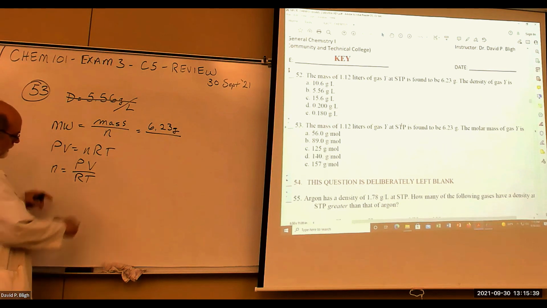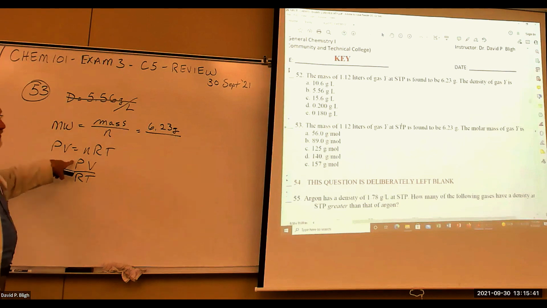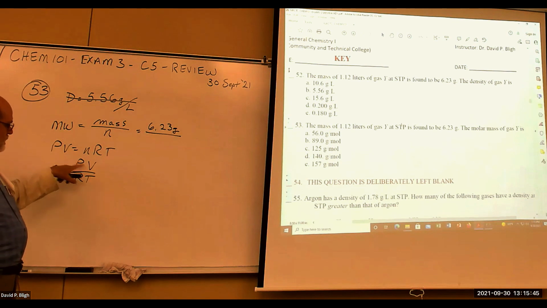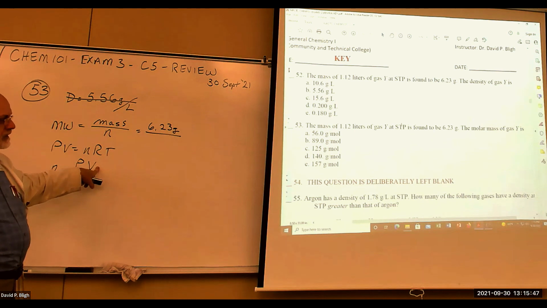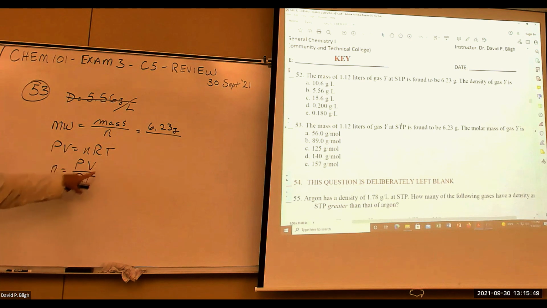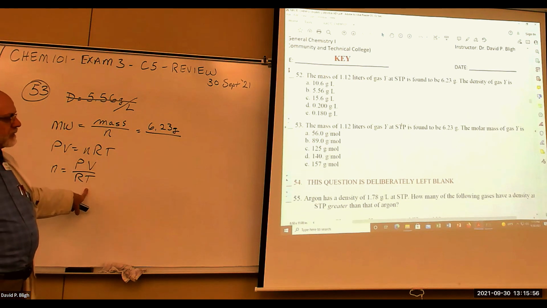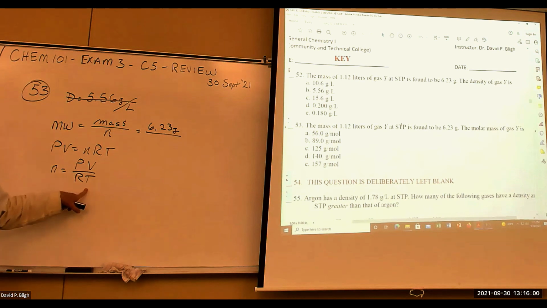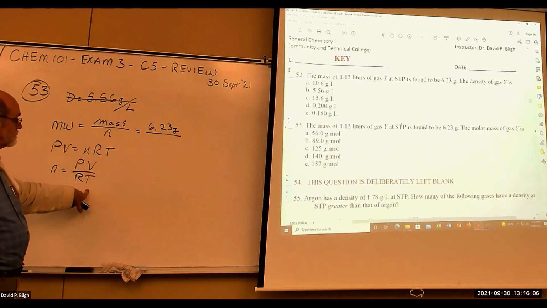Right? If we do that, we can solve this. We know the pressure, correct? Standard pressure, 1 atmosphere. Volume, 1.12 liters. Gas constant, 0.08206. Temperature, where was that? Oh, standard temperature, 273. Okay? So we can do it that way.